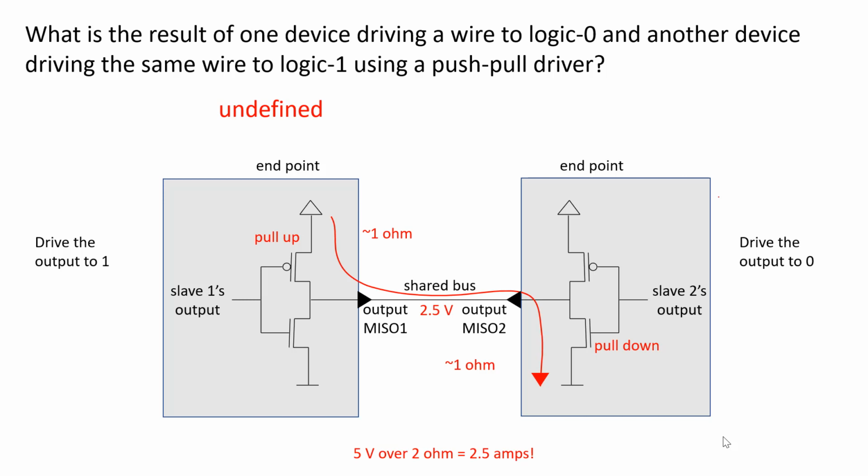The answer is undefined. Undefined, because in an analog sense, assuming that the impedance of this pull-up transistor and the pull-down transistor are about equal, then the voltage level would be somewhere in the middle between the 0 and the 1 value. So if it's like a 5-volt system, it would be, say, 2.5 volts, for instance. So that would be an undefined value.